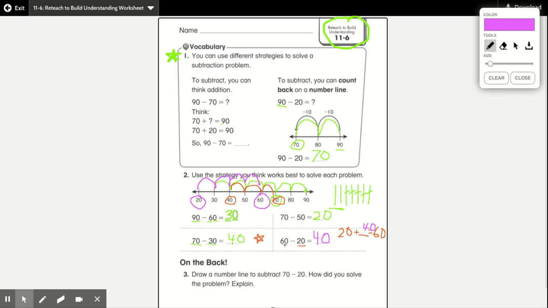You can double check your work. 6 tens minus 2 tens equals 4 tens, right? You can do the same thing here. 2 tens plus 4 tens equals 6 tens. And 0 ones plus 0 ones equals 0 ones.